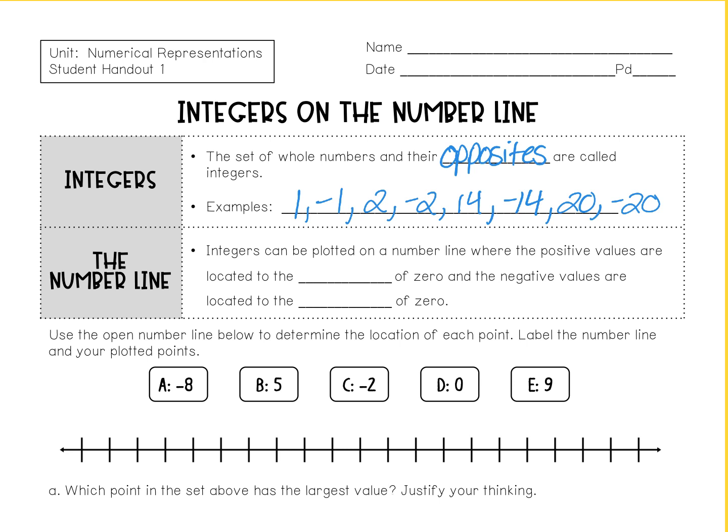On the number line, integers can be plotted where the positive values are located to the right of 0 and the negative values are located to the left of 0. Below, we're going to use the open number line to determine the location of each point. We're going to label the number line and your plotted points.